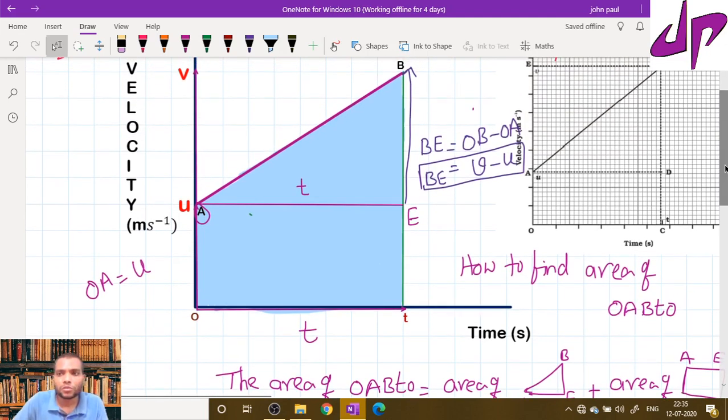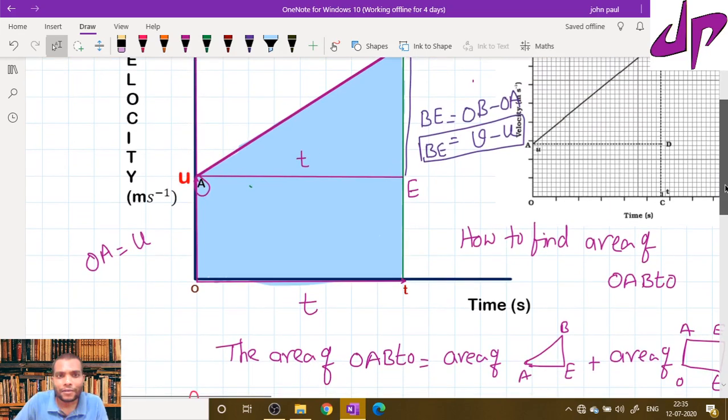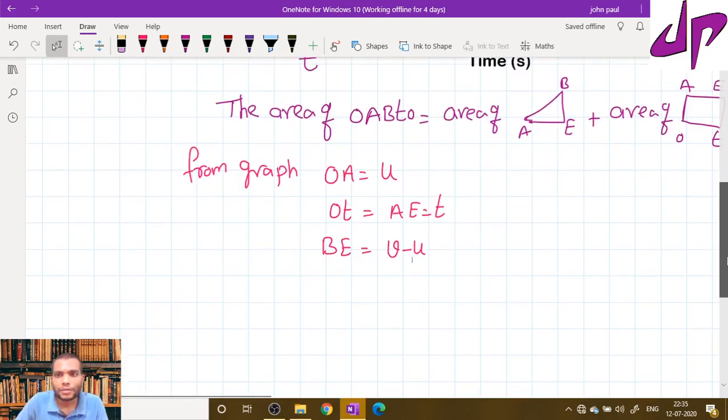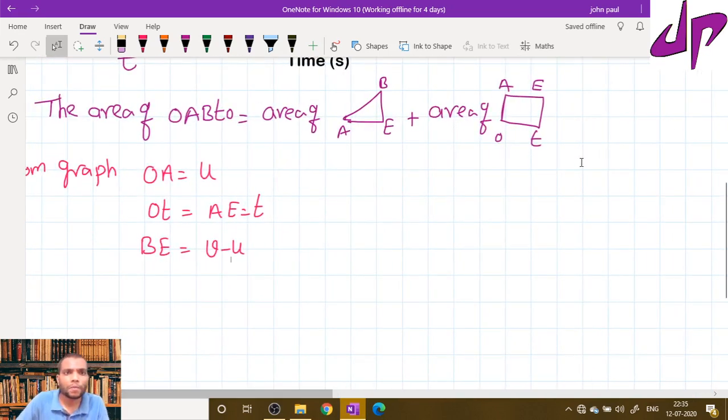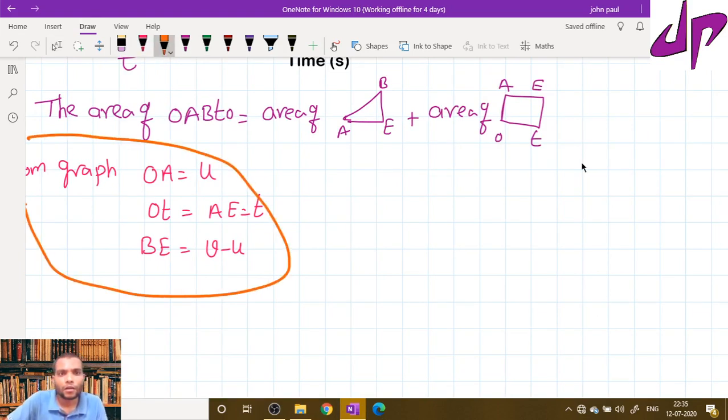Okay, so after getting the values, we can substitute those values in the triangle area formula. So this we can keep separately; we can include these values later. Now if you take the area of a triangle, the formula is half times base times height, plus the area of a rectangle, side times side.